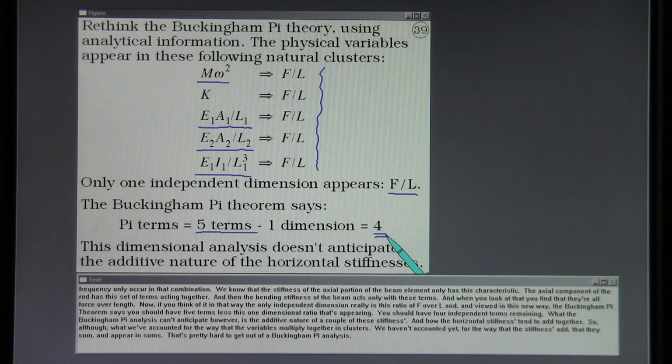What the Buckingham Pi analysis can't anticipate, however, is the additive nature of a couple of these stiffnesses and how the horizontal stiffnesses tend to add together. So although we've accounted for the way that the variables multiply together in clusters, we haven't accounted yet for the way that the stiffnesses sum and appear in sums. That's pretty hard to get out of a Buckingham Pi analysis.